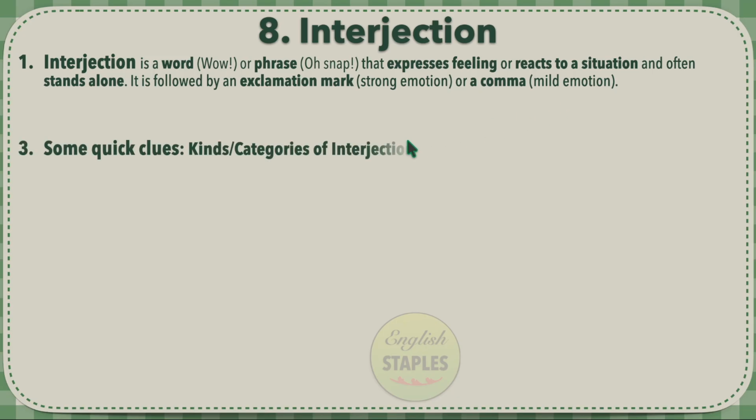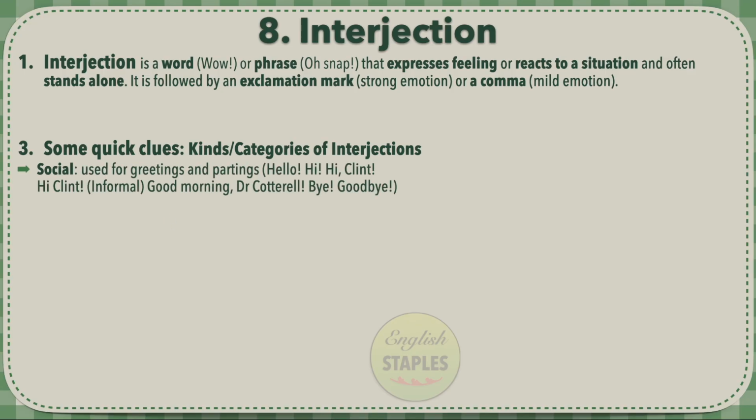And we'll see examples as we go along. Some quick clues about interjection. Let's look at the kinds or the categories of interjections. We have social, used for greetings and partings. Partings means goodbyes. So we can say hello, hi, hi Clint. I wanted to notice this. Hi, comma, Clint is the formal way of writing it. Or we could have it informally. Hi, Clint. And this is very common.